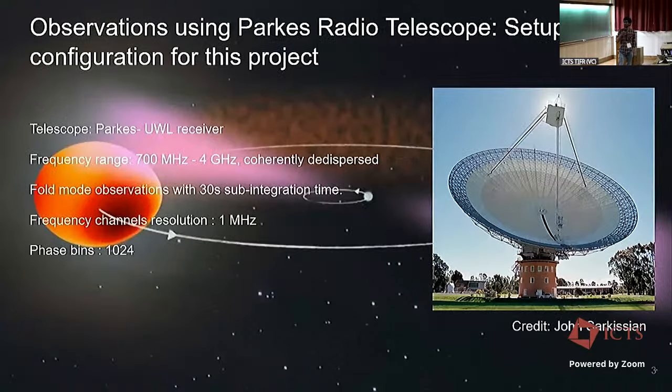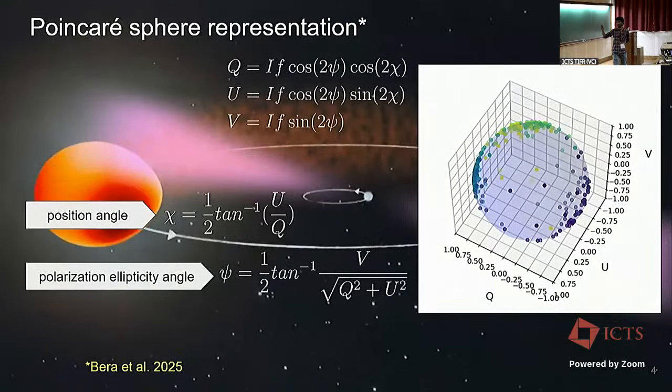The observations for this experiment were taken from Parkes with the wide UWL receiver, from 700 to 4000 megahertz, coherently dedispersed. The pulsar has a period of 5 milliseconds with a 10-day orbital period, so a 30-second subintegration would encapsulate thousands of pulses. So stability is not an issue, and the frequency resolution of the data is 1 megahertz with 124 subints along the orbital phase. So, jumping into the analysis.